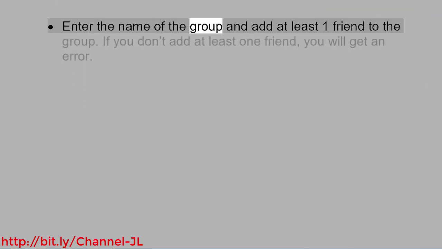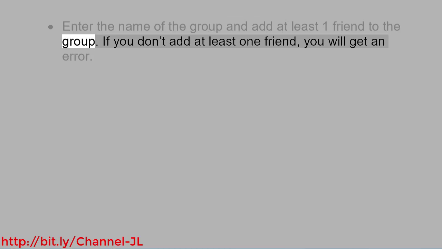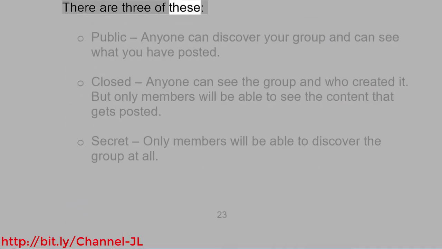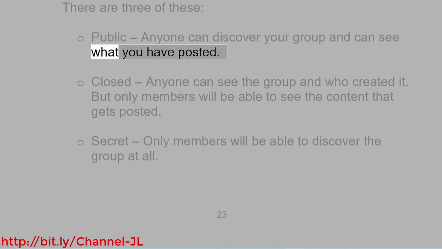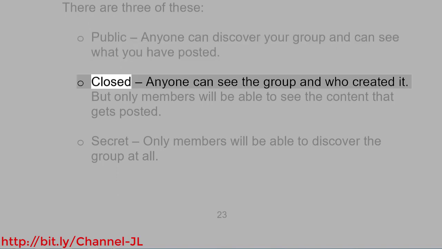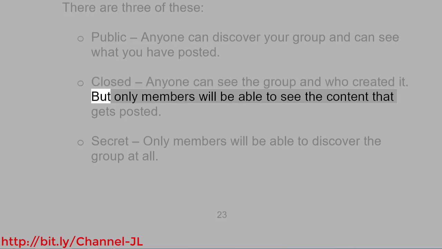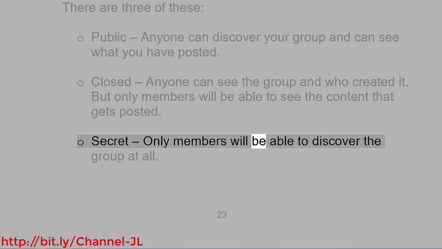Enter the name of the group and add at least one friend to the group. If you don't add at least one friend, you will get an error. Set your privacy settings. There are 3 of these. Public, anyone can discover your group and can see what you have posted. Closed, anyone can see the group and who created it, but only members will be able to see the content that gets posted. Secret, only members will be able to discover the group at all.